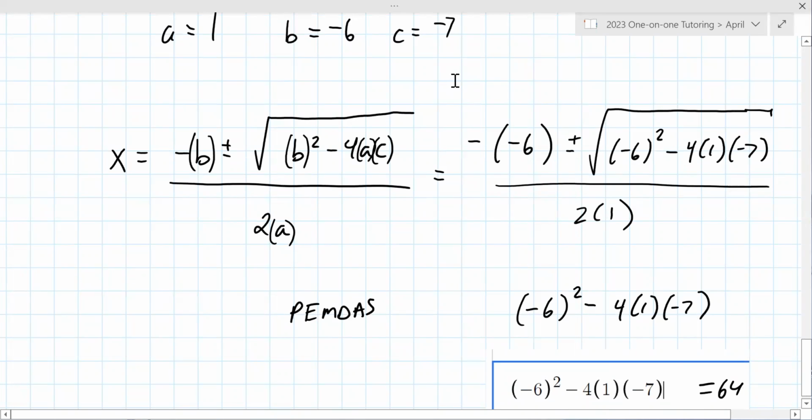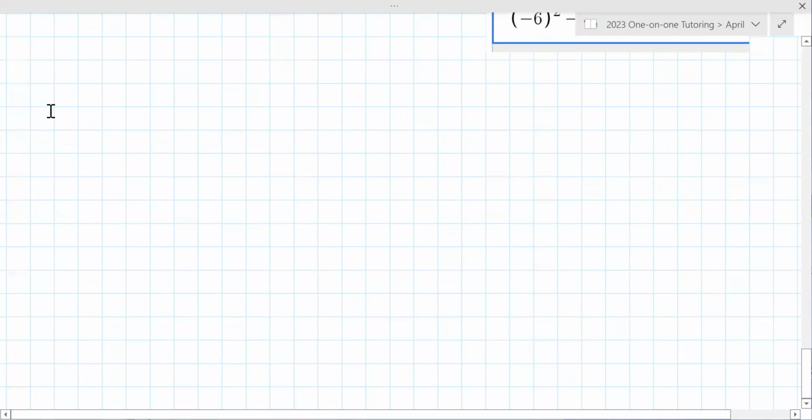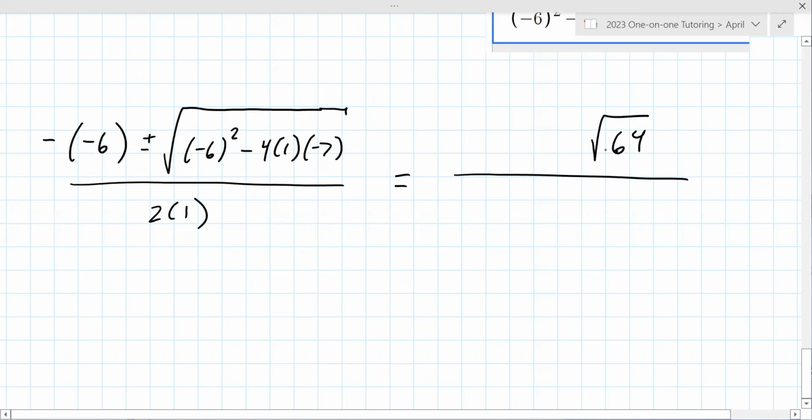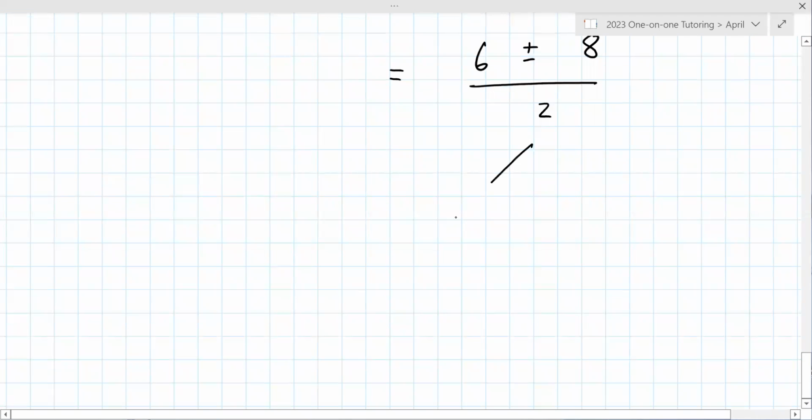So I'm going to reset the problem here by grabbing this awful equation and bringing it down here. So here's what you've done. You've told me that the part under the root is 64. -6 becomes 6. 6 plus or minus the square root of 64 over 2. Is that okay, what I've done there? Clear? Yeah. Can you tell me the square root of 64? Oh, yeah. It's 8.